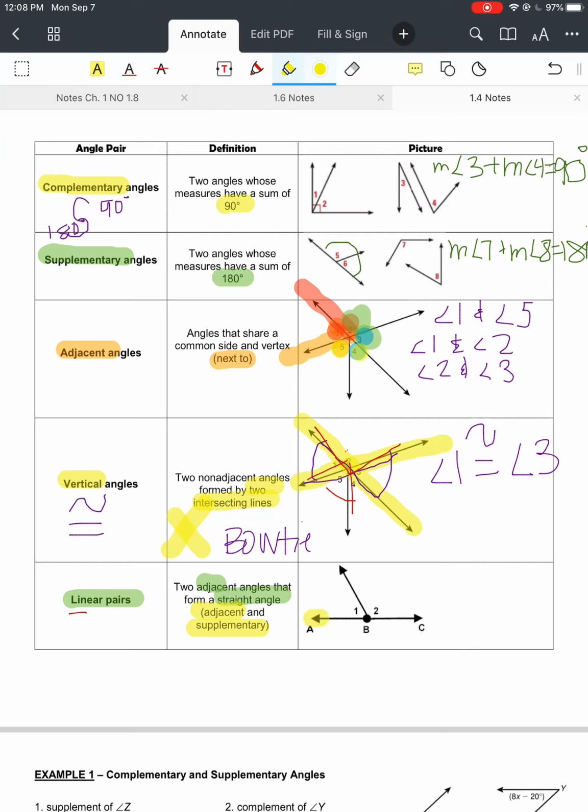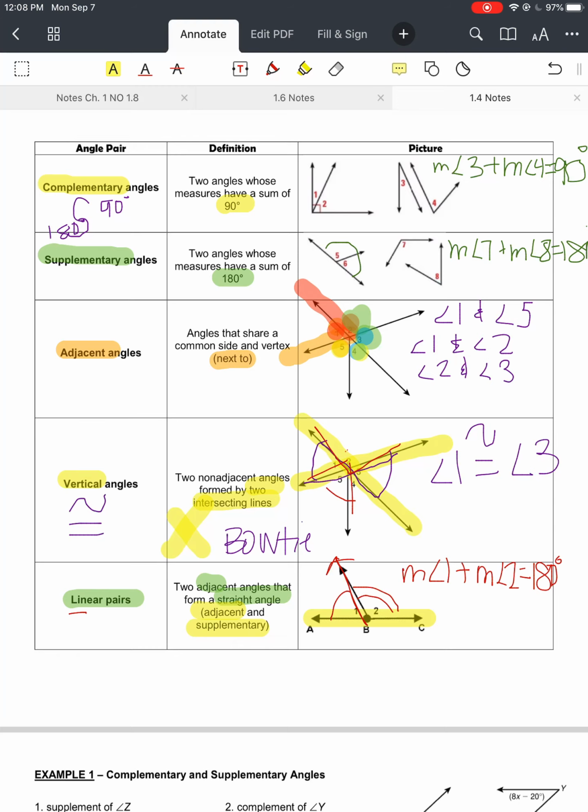So notice I have a straight line here. I could call that line AB, BC, AC. We know lots of different ways to name lines. And that's formed by these two angles, angles 1 and 2. They're adjacent, they're next to each other, they share this common side, and they form a straight angle. So I can say that the measure of angle 1 plus the measure of angle 2 is equal to 180. They are supplementary. And that's going to be important to note. We're going to be using that fact later on.